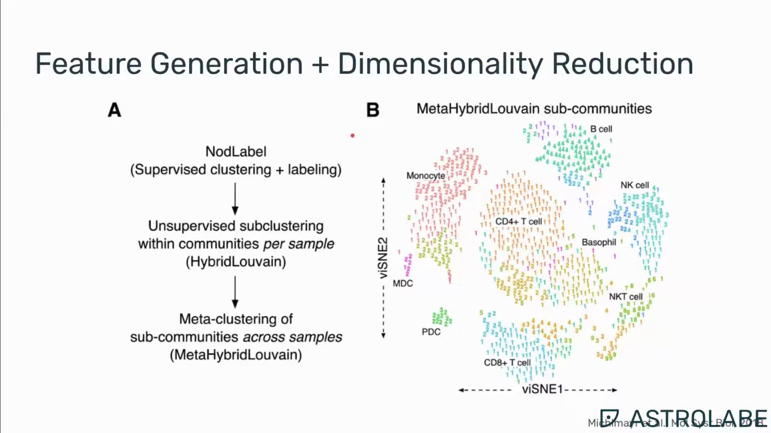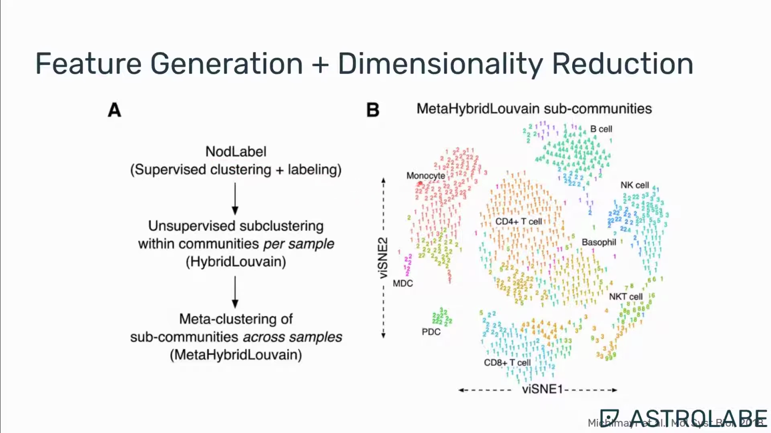Briefly, they first used traditional gating with a few of the samples to identify major compartments. So all of the labels that you see in this figure, CD4 T cell, basophil, etc., were identified using traditional gating in a small set of samples and then expanded to the entire data set using a classifier, which the researchers called node label.